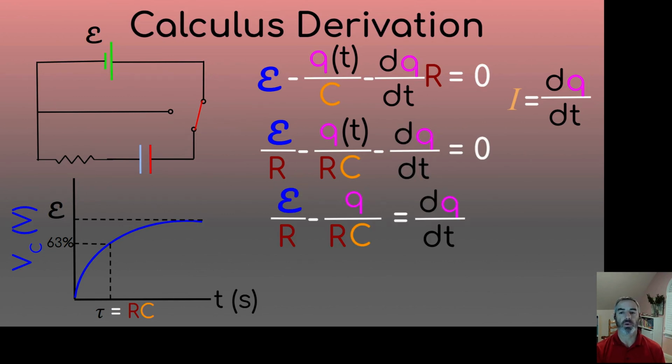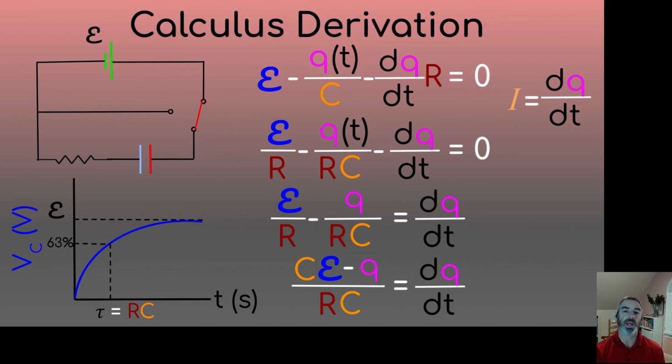And then the next thing we're going to do is combine our fractions. We're going to subtract the EMF of the battery over R, and that's minus Q divided by RC. Finding a common denominator gives us the capacitance times the EMF of the battery minus Q in the numerator and RC in the denominator, and that still equals dQ over dt.